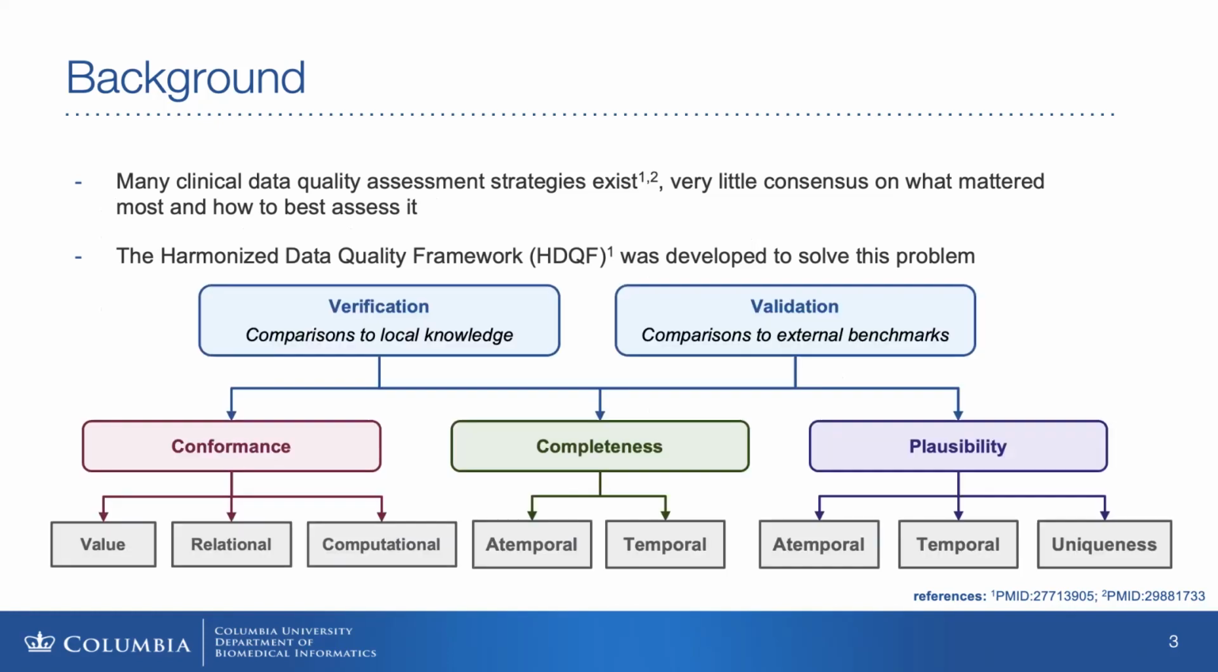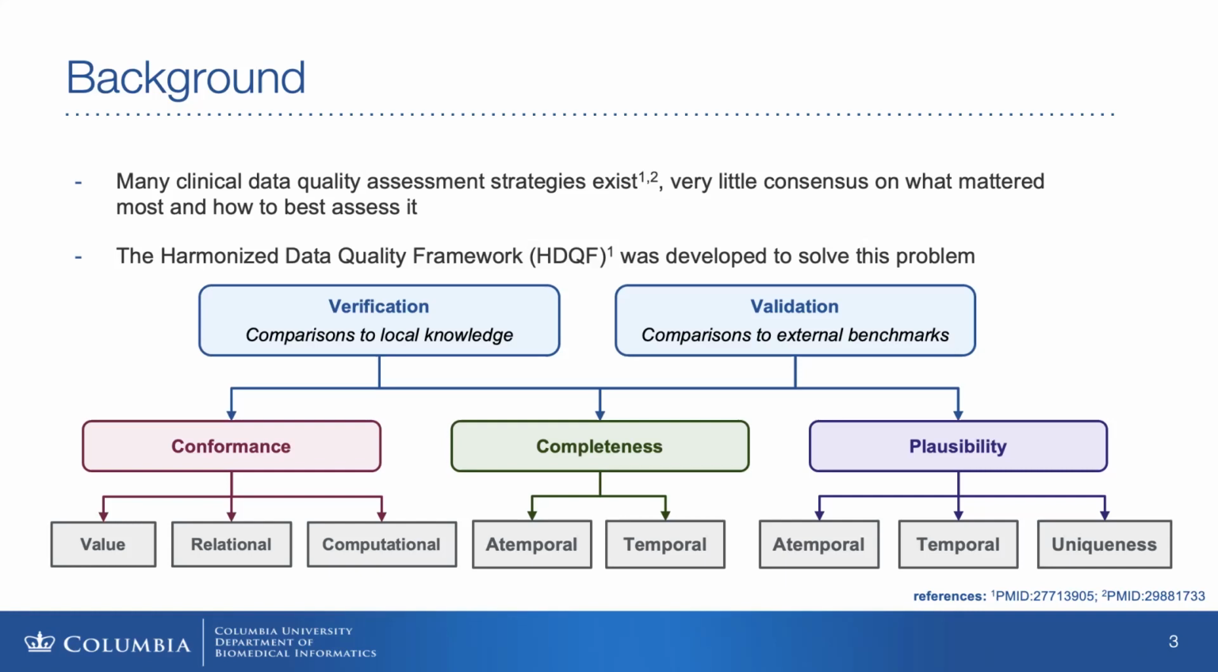This figure provides a high-level overview of that framework, and the framework itself describes a set of categories that operate within two data quality assessment evaluation contexts. On one end, we have the confirmation of expectations about aspects of data that are based on comparisons to local knowledge or pre-specified metadata. We call these verification. On the other side, we have comparisons to external benchmarks or gold standards, and we call this validation.